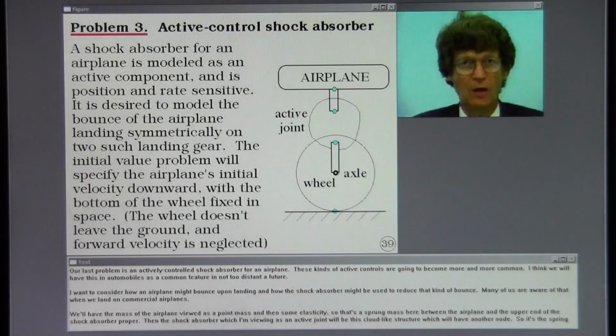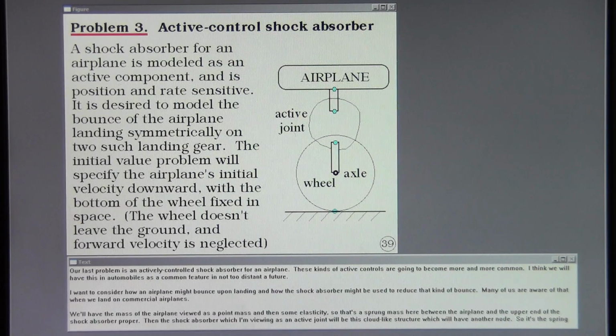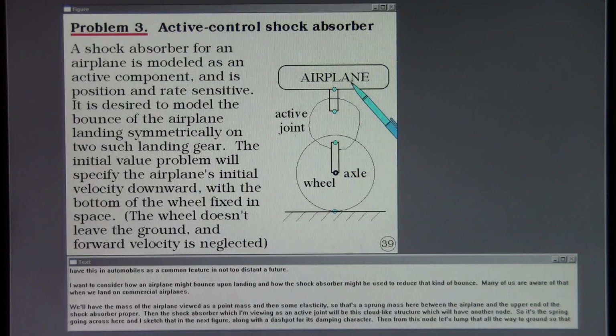Our last problem is an actively controlled shock absorber for an airplane. These kinds of active controls are going to become more and more common. I think we will have this in automobiles as a common feature in not too distant a future. I want to consider how an airplane might bounce upon landing and how the shock absorber might be used to reduce that kind of bounce.